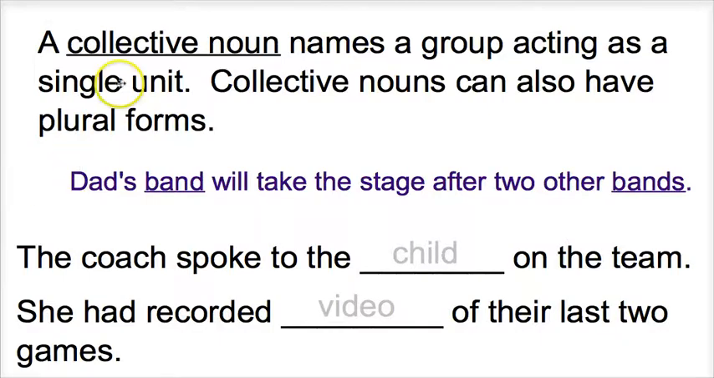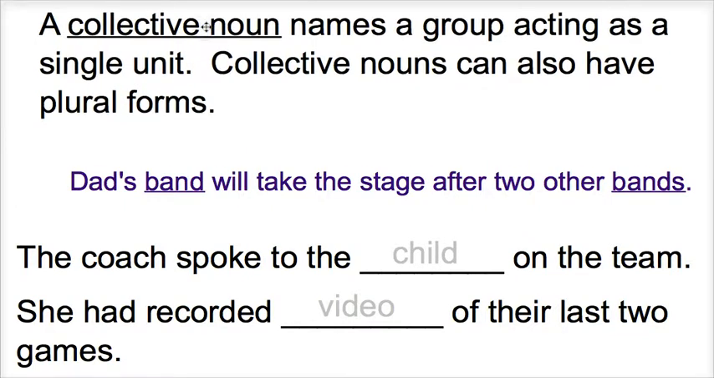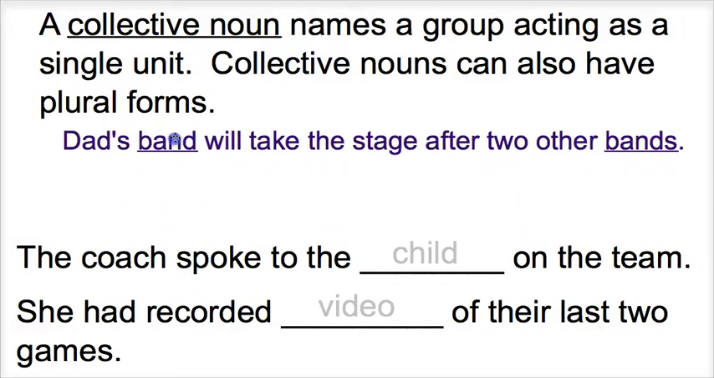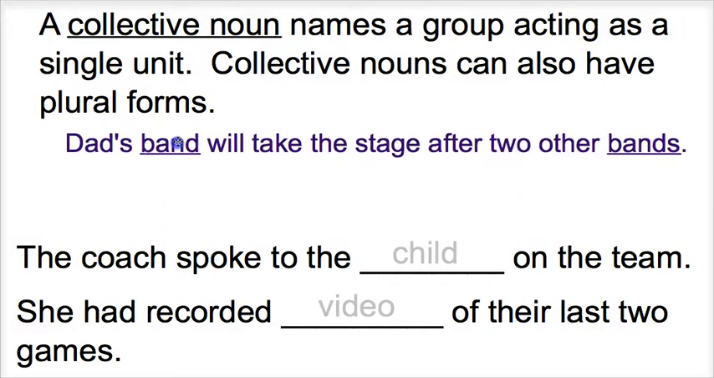We also have a type of plural noun called a collective noun. And a collective noun names a group acting as a single unit. Collective nouns can also have plural forms. For example, the word band is a collective noun. Dad's band will take the stage after the two other bands. Band is a collective noun because it names a group of people who act as one. All of the people in Dad's band are his band. They together make a band. So it's a group of more than one person.